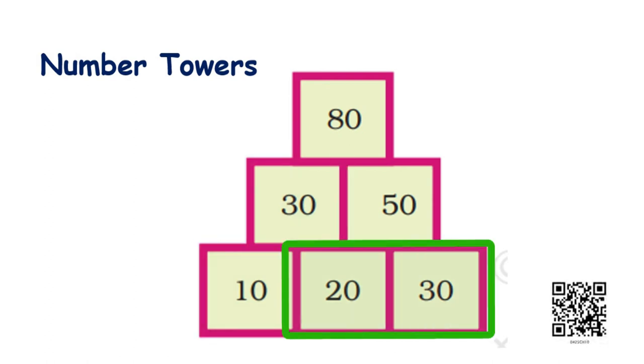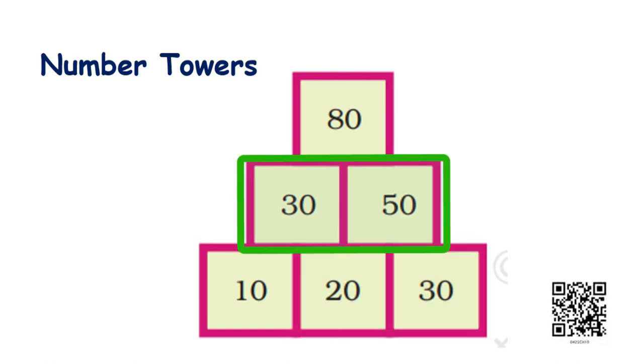Now look at 20 plus 30. What will we get? Good, we will get 50. 50 is just above that. Now, add 30 and 50. We will get 80, which is the topmost number on the tower. So, this is the pattern which they have used to make this number tower.